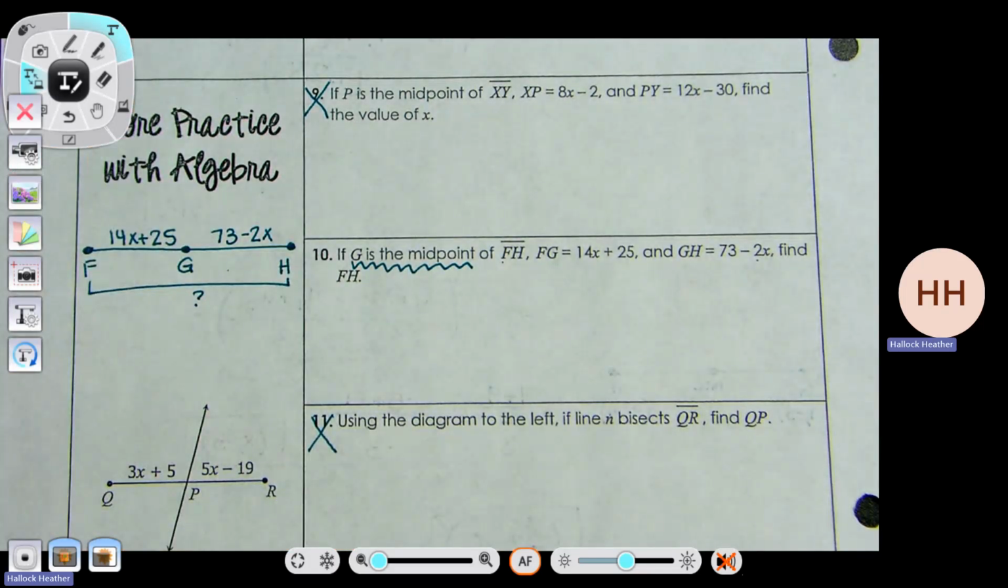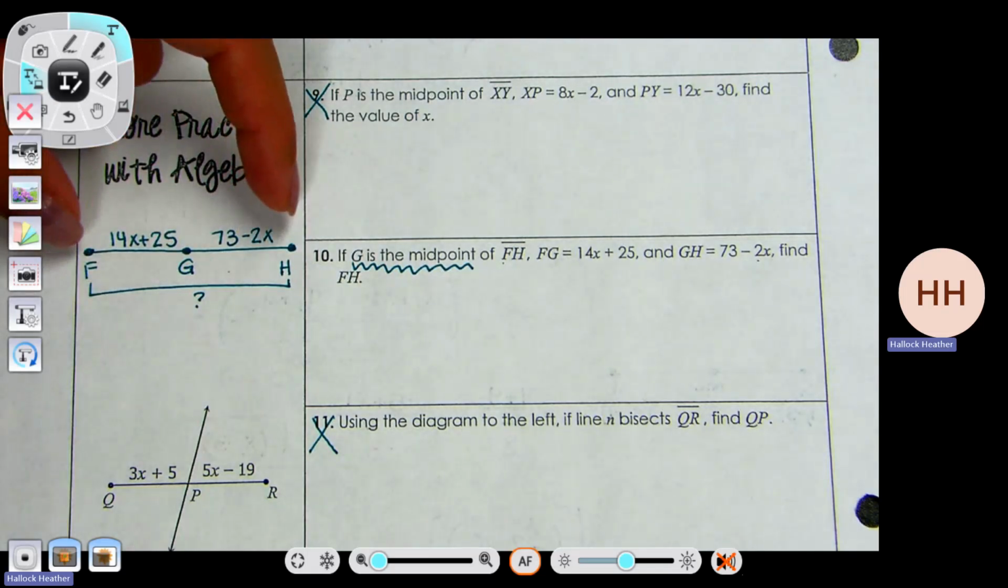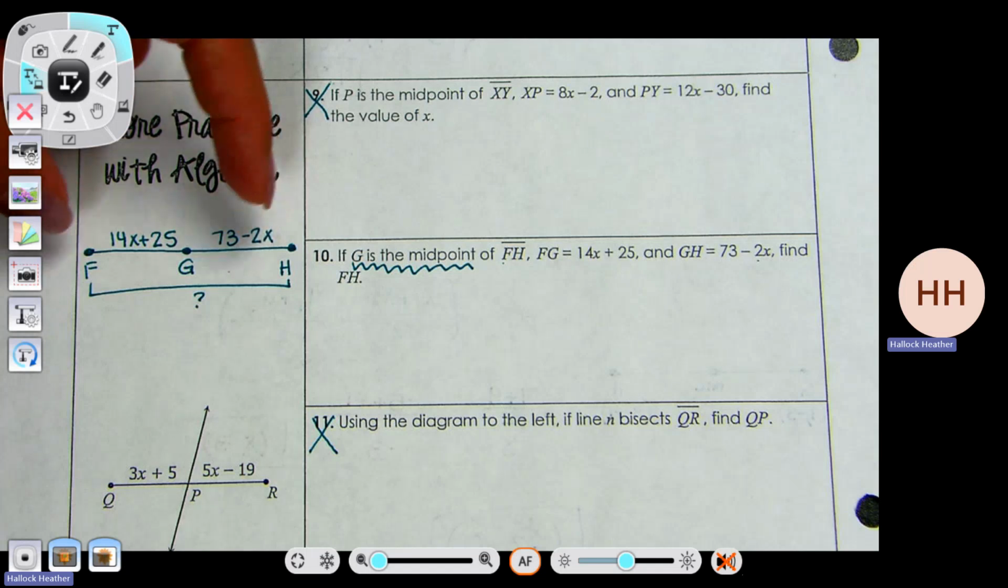First, I need to solve for x. We talked about two things on Tuesday. We can do piece plus piece equals whole, or we can do something else with these. I can't add them together because I don't know the total. It doesn't say the total is 100, so I can't add them together to make 100.